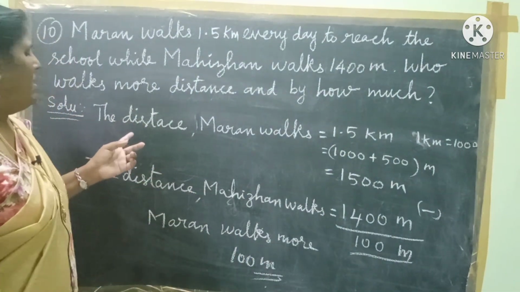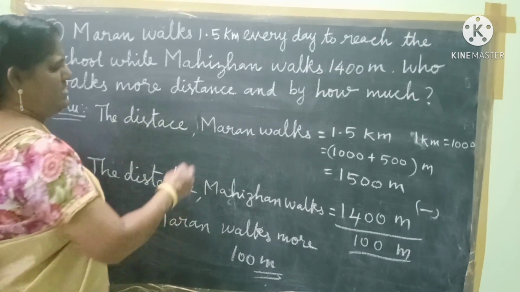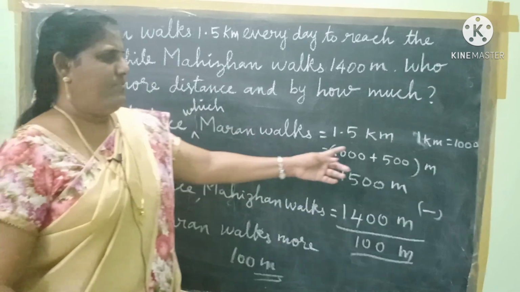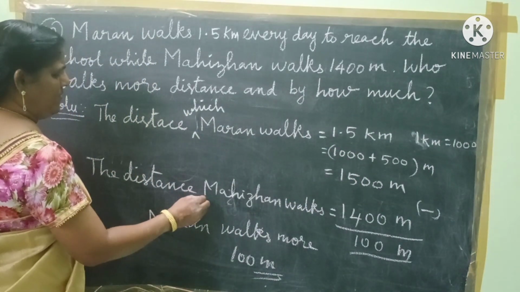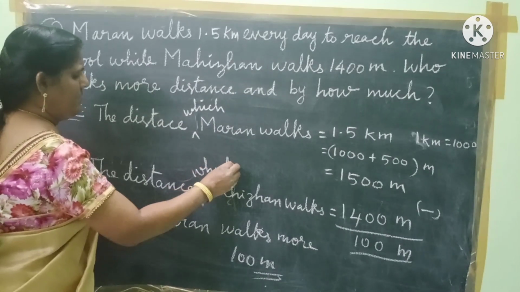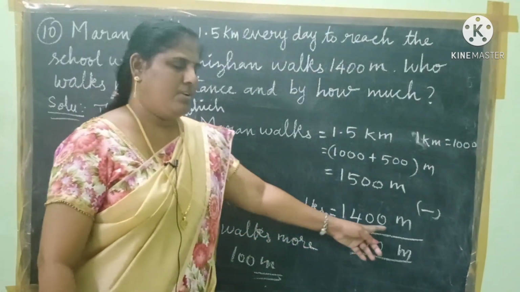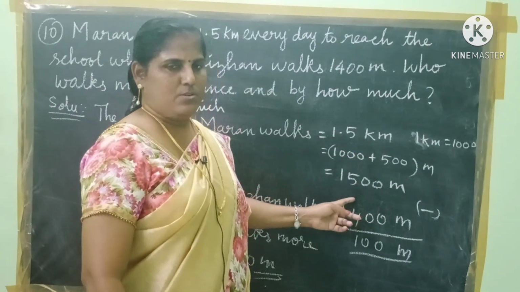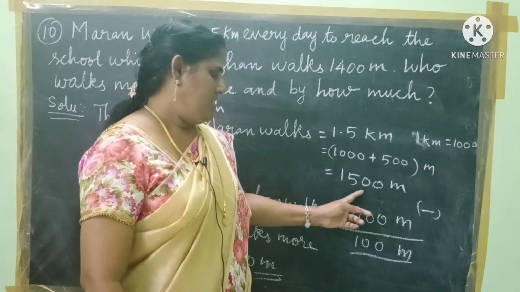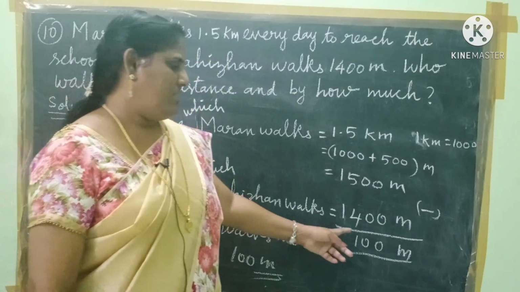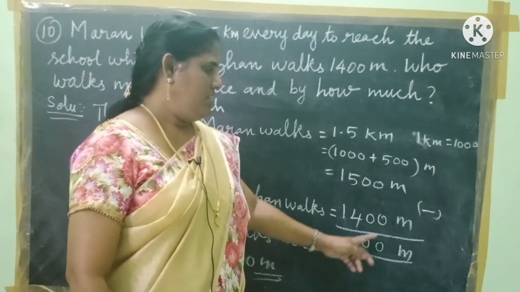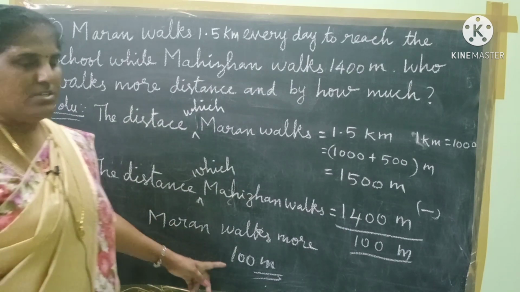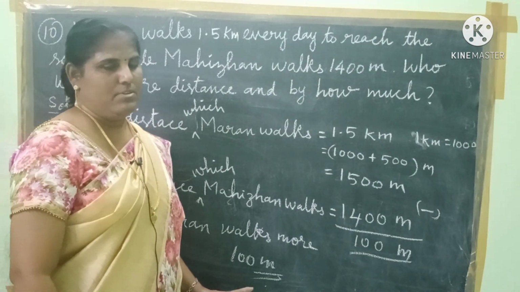So the distance which Maran walks is 1.5 kilometer. The distance which Mahiran walks is 1400 meter. First we convert 1.5 kilometer into meter. So how many meter? 1500 meter. Then Mahiran walks 1400 meter. So what was the remainder? 100. It's a subtraction sum. So who walks more? Maran walks more. How much? 100 meter is the answer. Let's see the next one.